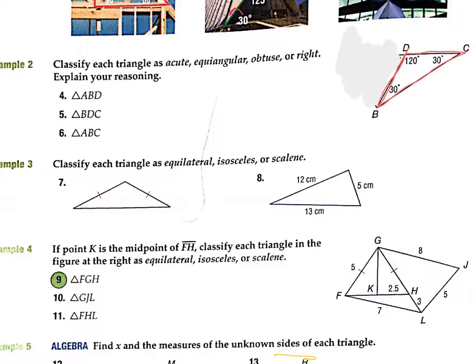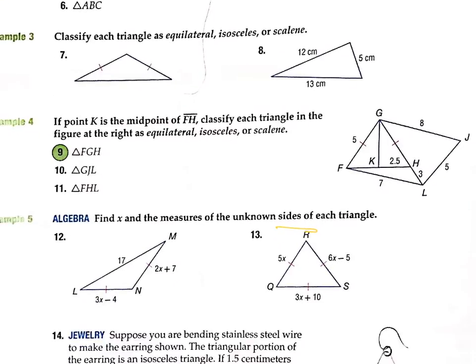Okay, let's go down to the next ones where we classify by sides. Here we have two sides marked equal. Therefore, it is isosceles. This one, no sides are equal, so it is scalene. All right, let's continue on.